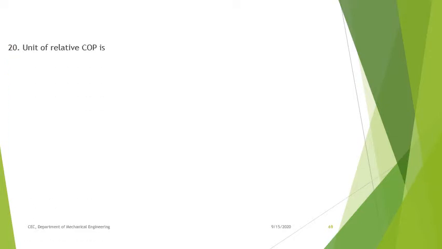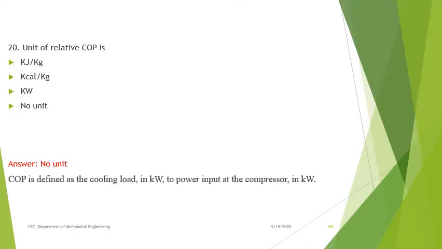The unit of relative COP is: kilojoules per kg, kilocalorie per kg, kilowatt, or no unit. For the unit of COP, there is no unit. COP is defined as cooling load in kilowatts to power input at the compressor in kilowatts. For that reason, there is no unit for COP.